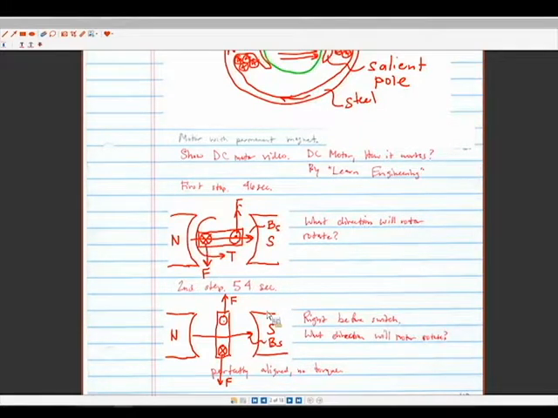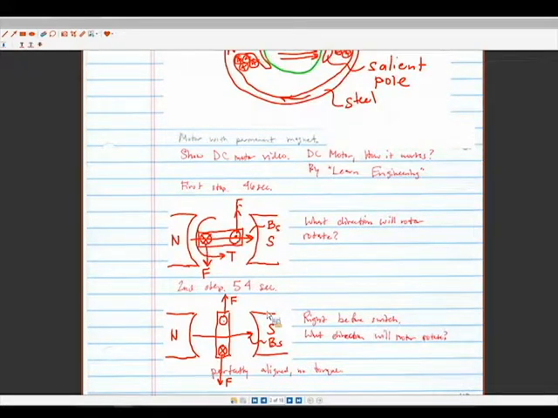It's just the ones touching the commutator rings or the commutator at that point in time. This example here is just when you have a single pole, so you only have two splits. We'll talk about this in a second, but this would create a very jerky motion. The more splits or coils you have, the smoother the motion. The video will talk about that in a second.